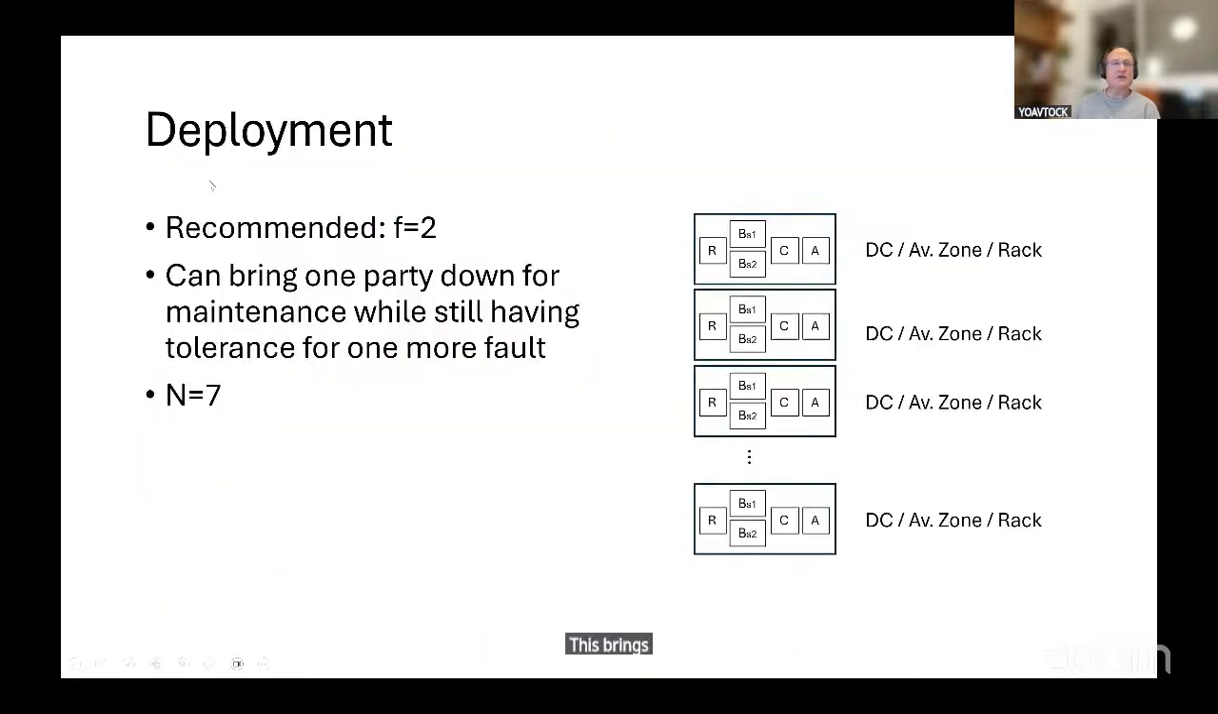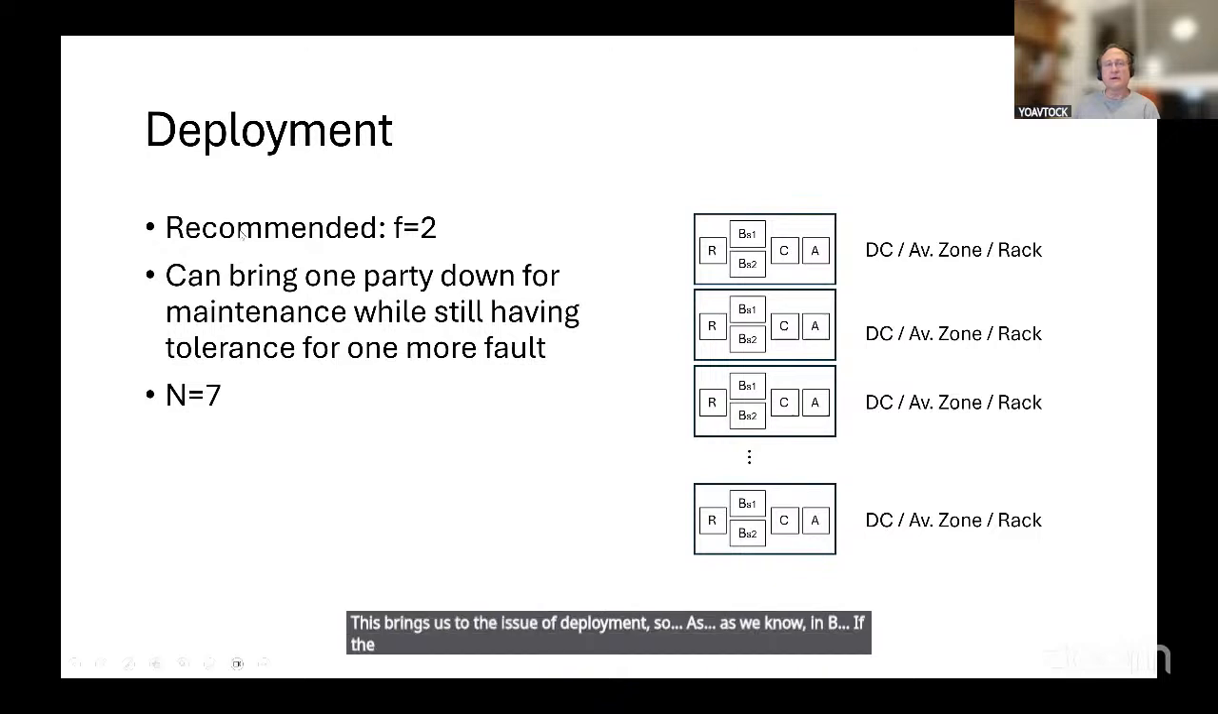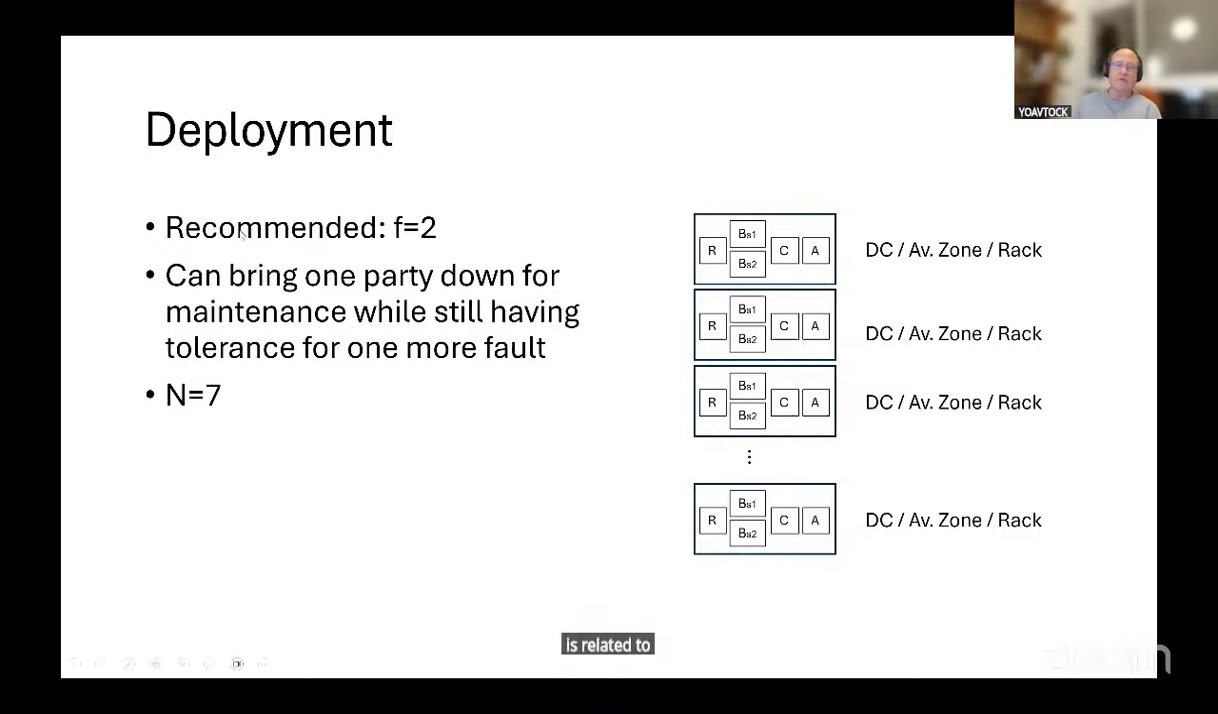This brings us to the issue of deployment. So as we know, in BFT services, the number of nodes is related to the number of failures that we can tolerate. In BFT, it's 3f plus 1. So if we want to tolerate f failures, we have to deploy n parties. Why f plus 2? This is because we can then bring one party down for maintenance while still having the tolerance for one more party. So it's an operational argument.